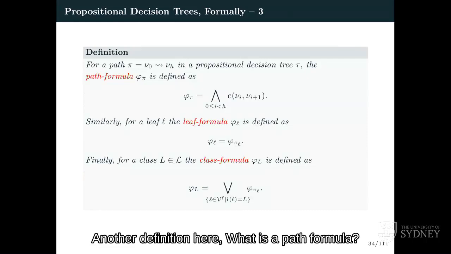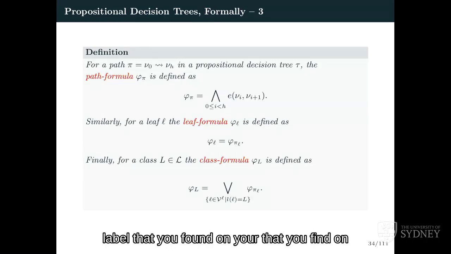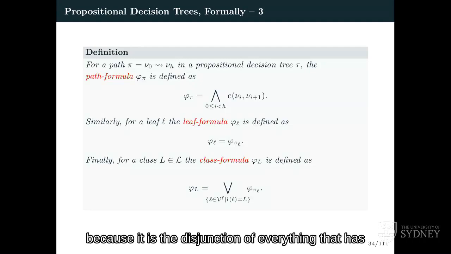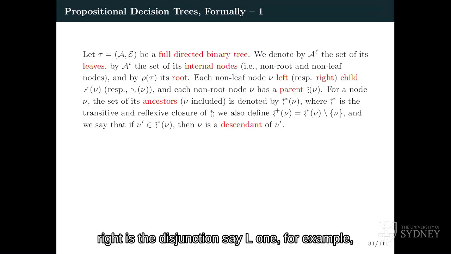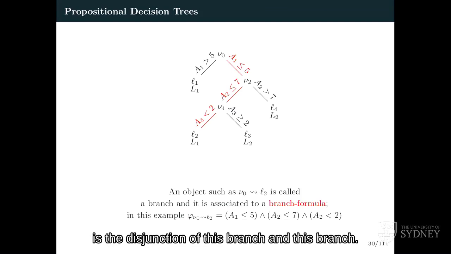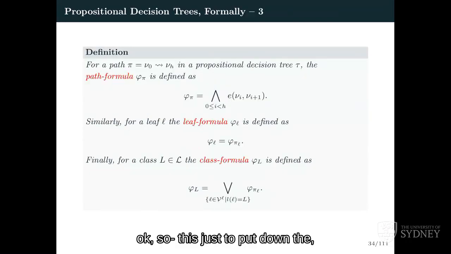Another definition here. What is a path formula? A path formula is the big conjunction of every edge label that you find on the path. A leaf formula is the path formula when the path is a branch. And then a class formula is a DNF formula, because it's the disjunction of every formula that has the same label on your tree, right? Say L1, for example, is the disjunction of this branch and this branch. So it's a DNF formula because it's a disjunction of terms. Okay, so this is just to put down the definitions.